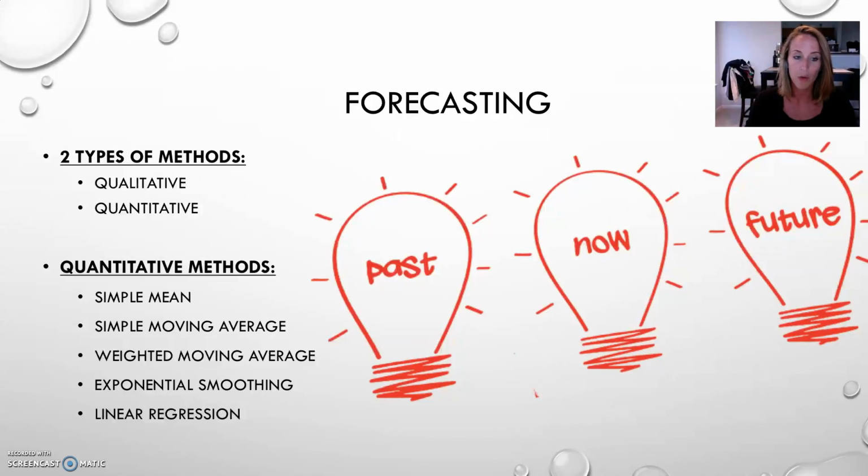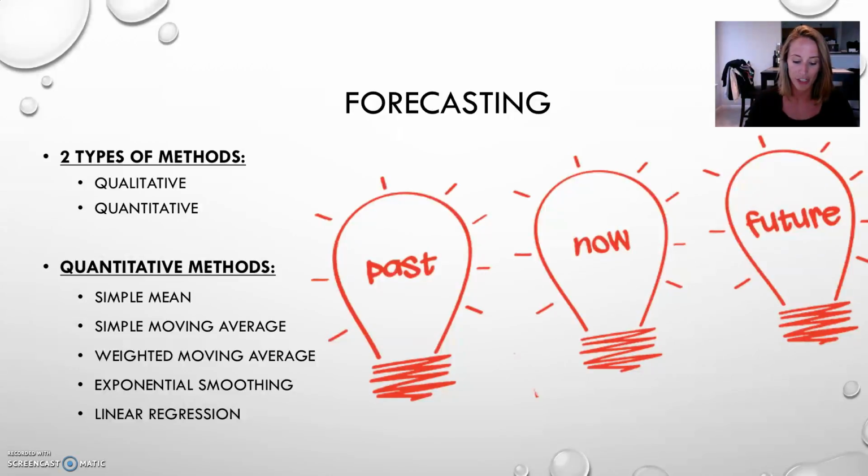Some examples of the quantitative methods are the simple mean, the simple moving average, the weighted moving average, exponential smoothing, and linear regression. The simple mean uses an average of all past data as the forecast. So this wouldn't take into account any business loss or business gains that are expected in the future.